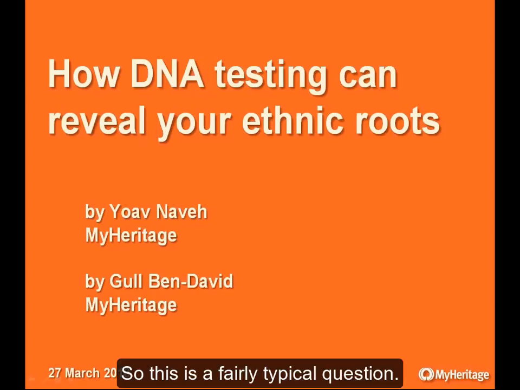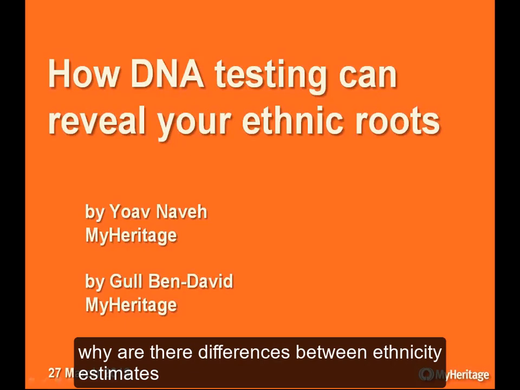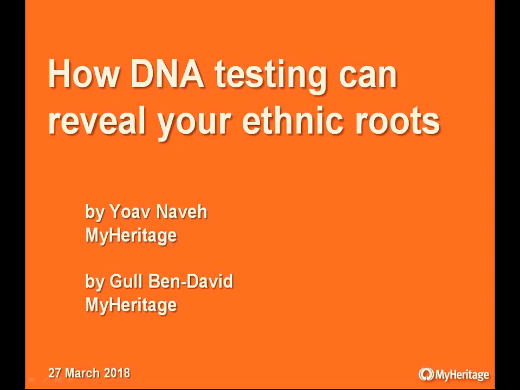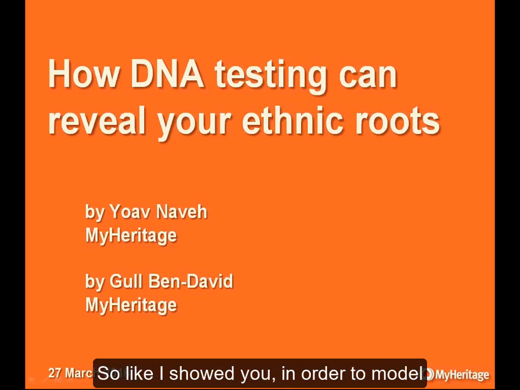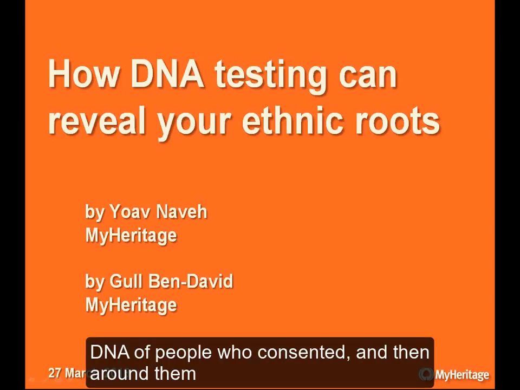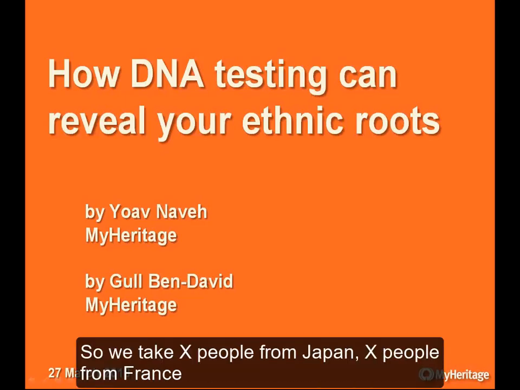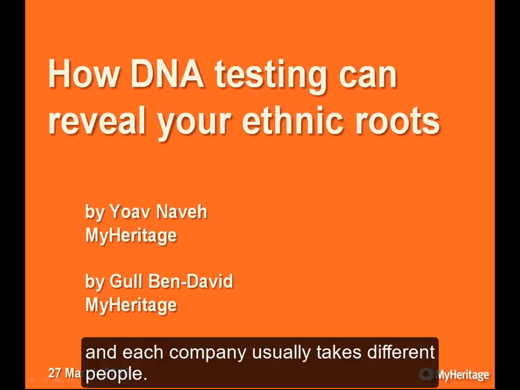So this is a fairly typical question. This one comes from Michelle, and she wants to know, why are there differences between ethnicity estimates depending on the company that you use? Great question. Very common. So like I showed you, in order to model ethnicity estimate, we need to take founder populations, DNA of people who consented, and then around them we build the model. So we take X people from Japan, X people from France, and each company usually takes different people.